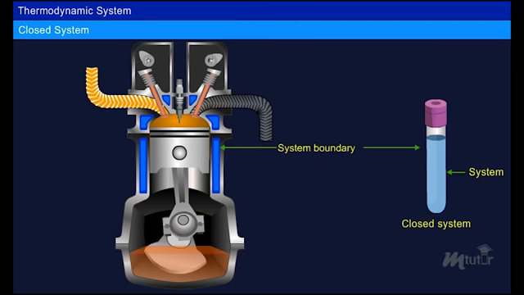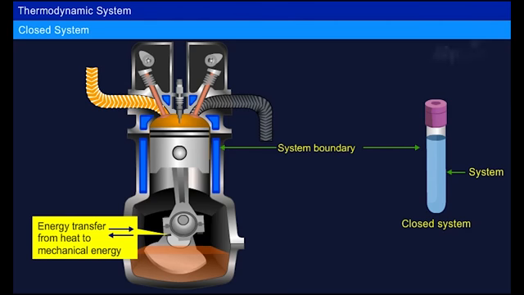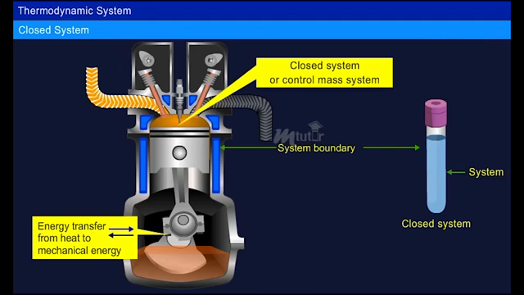Thus, in a closed system, there is no mass transfer, but only energy transfer across the system boundaries. Only heat and work interactions are observed within the system. It is also called control mass system.